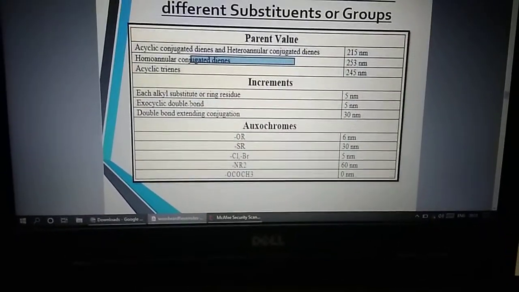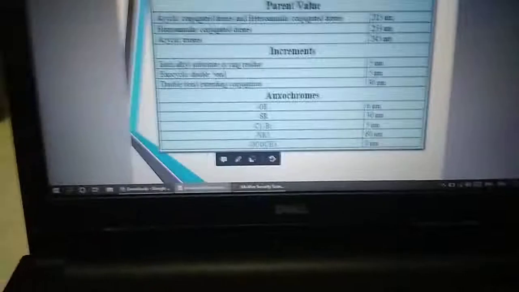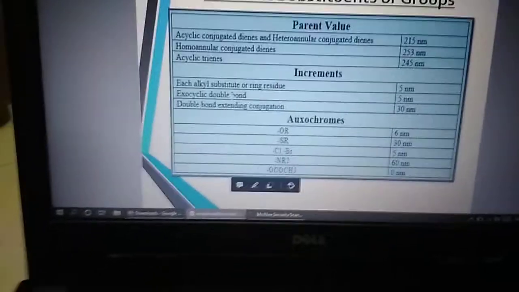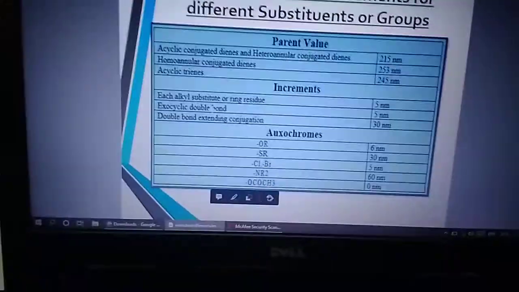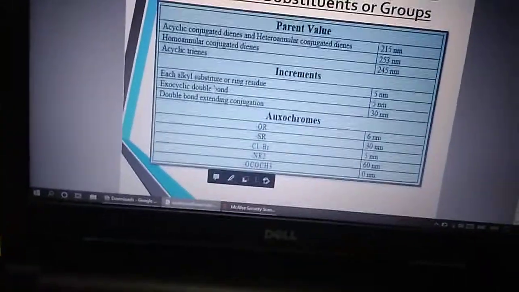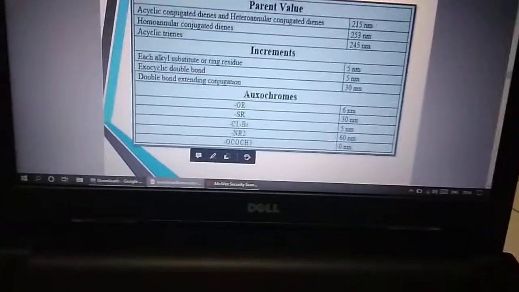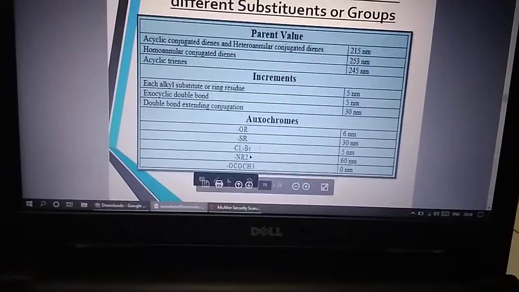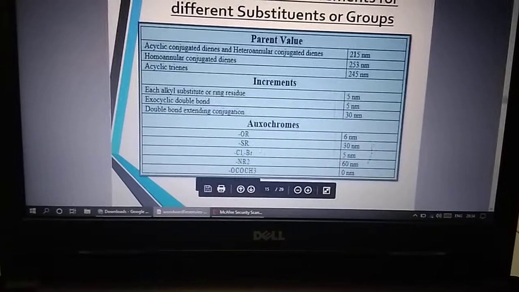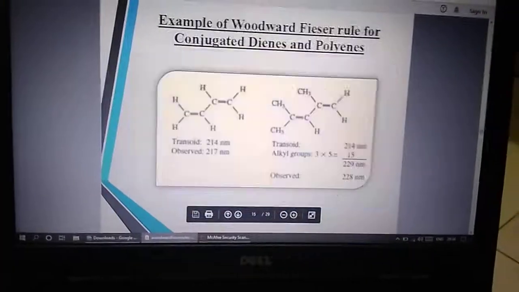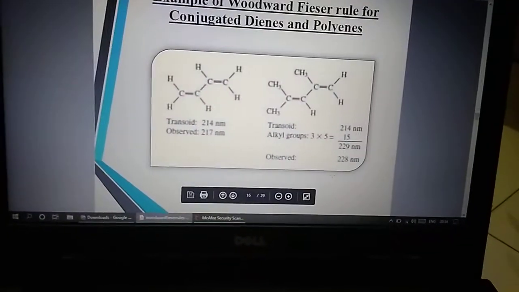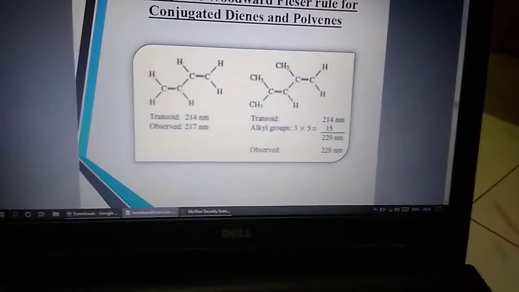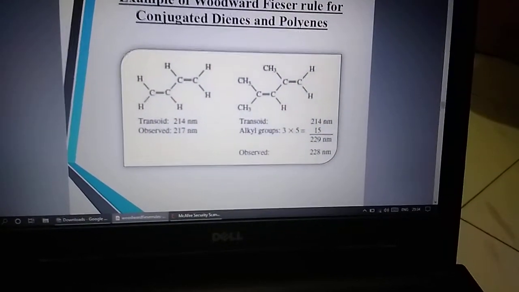And what are the other structures which add value to the lambda max? They are cyclic substituents and alkyl substituents. An alkyl substituent is CH3, plus exocyclic double bonds and double bond extending conjugation. And these are the various auxochromes which mainly contribute to lambda max. Then we are going to see how to calculate the lambda max for any structure.